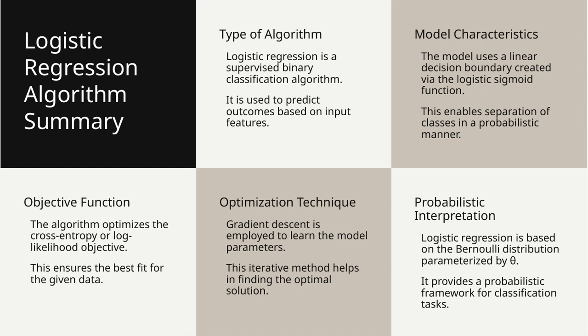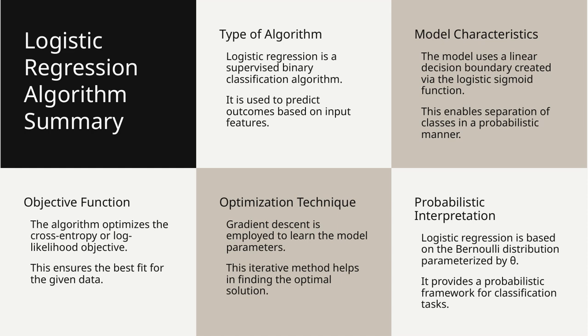Moving on to the objective function, the algorithm optimizes something called cross-entropy or log likelihood. This helps ensure that the model fits the data as accurately as possible. To find the best parameters for the model, we use an optimization technique called gradient descent. It's an iterative process that adjusts the parameters step by step until the model converges on the optimal solution.